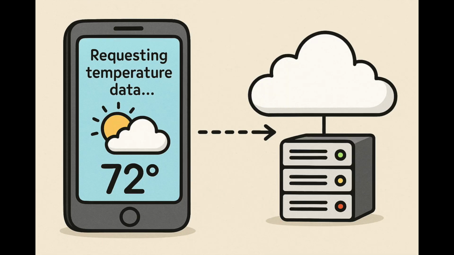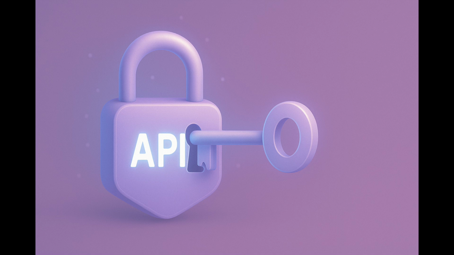Let's say you open a weather app. The app doesn't know the weather by itself. It sends a request to a weather server using an API, and the server replies with the current temperature. Simple. But wait. APIs also protect data.